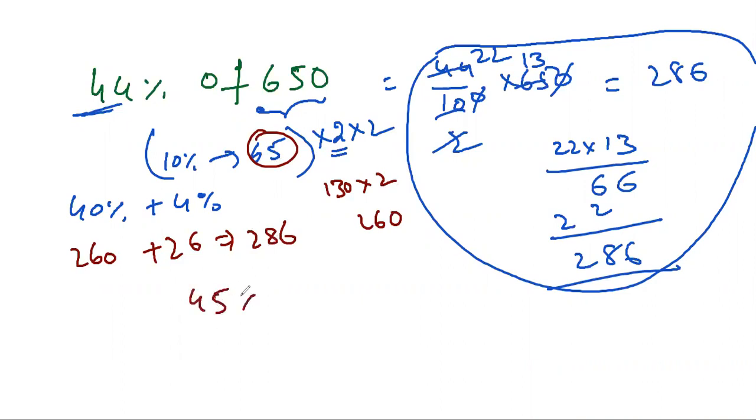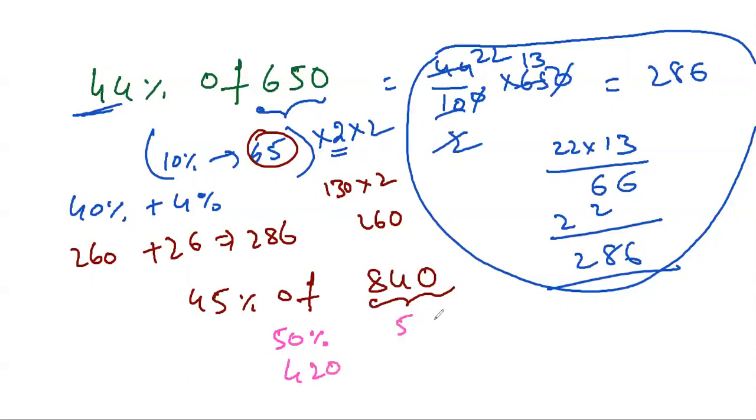For example, 45 percentage of 840 you are having. You know 50 percentage of this value? Yes, you know that. 50 percentage is what? 420, sir. 5 percentage is what? 42, sir. If you are subtracting, are you getting the answer? Yes. 420 minus 42. Are you understanding my point? Yes. 378. Answer is 378. Is that clear? Yes.